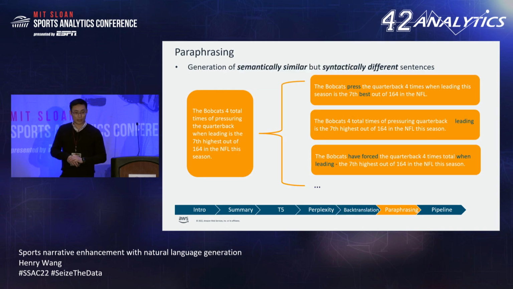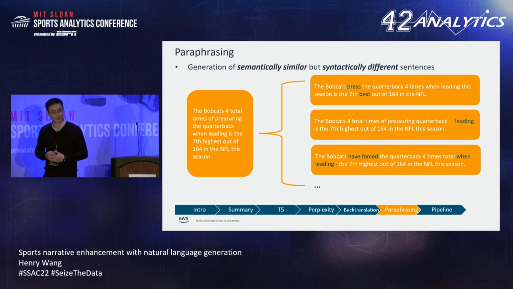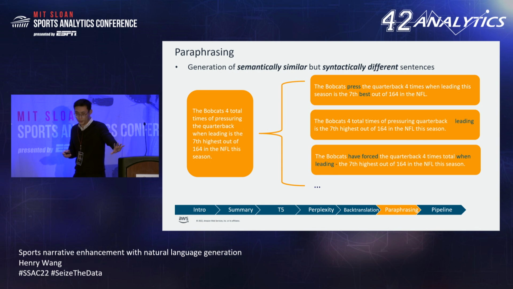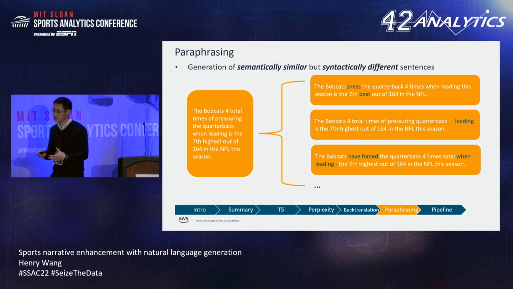And then for paraphrasing, that's another commonly used NLP technique. What a paraphraser does is generate semantically similar but syntactically different sentences. So for example, you have an original sentence as an input. Now you're asking the language model, okay, give me some variations of how you would talk about this differently, but maintain the original meaning of the sentence.